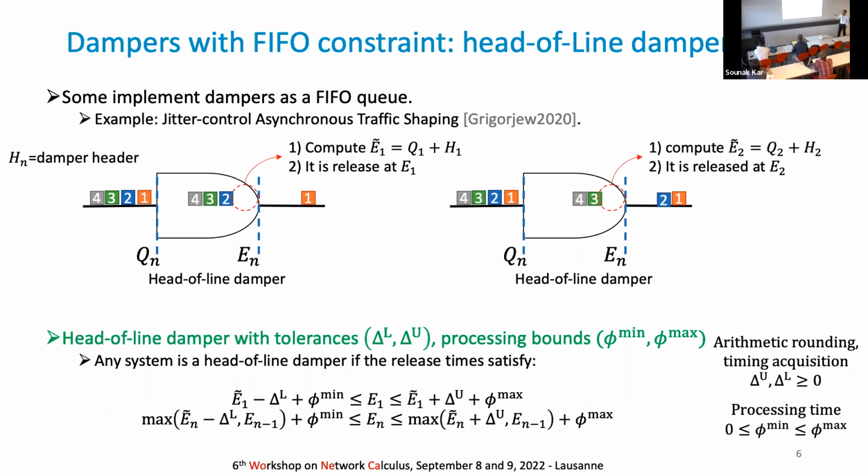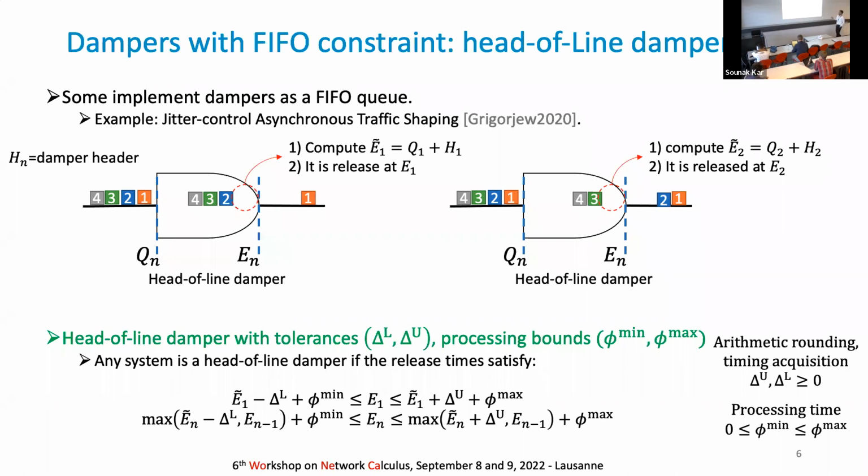We refer to this as a head-of-line damper, which is the family of dampers that also includes the jitter control ATS. It has some tolerance on processing time. So any system that follows this equation, as you can see here, with the FIFO constraint, is a head-of-line damper, including the jitter control ATS. So here there are two parameters.